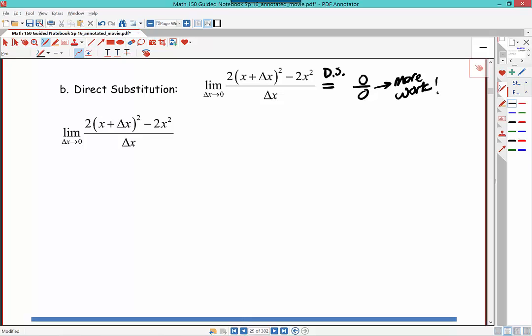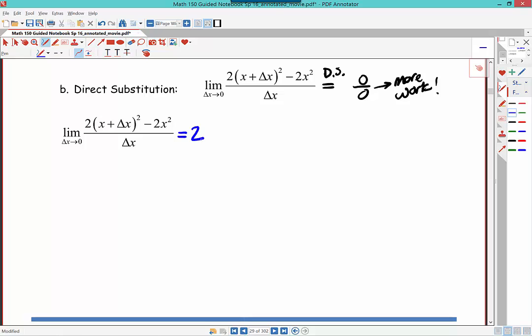Well, more work on this problem means good algebra. So it's up to you how you want to work this. You could either multiply everything out, crunch it out. If you factor out a 2, you'll have the difference of squares, right? So remember that you can bring a constant out of the limit.